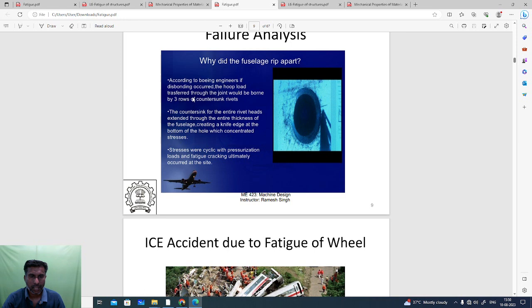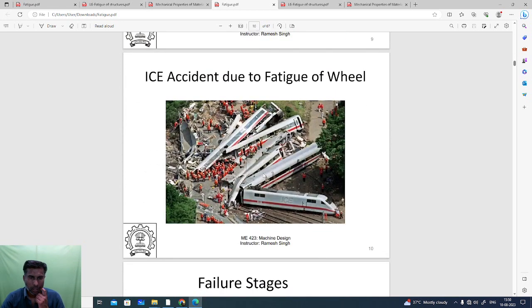The hoop load is transferred through the joint. Then, automatically, due to the countersunk, the entire load is transferred. So you can see that the hoop load will act on the flange of the wheel.